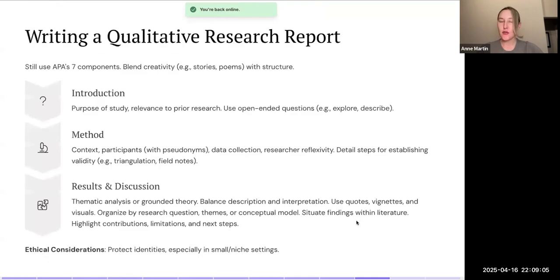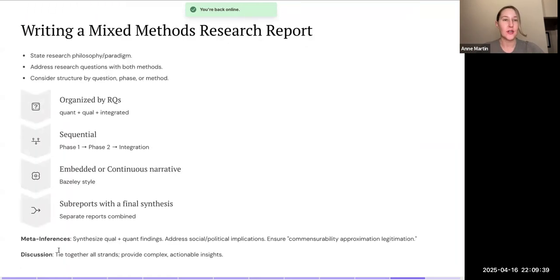And qualitative research still follows the APA style. However, the structure might differ. In general, it still has the introduction, the method where they introduce you to the design, their participants, and their methods for establishing validity. And then we'll move on to the results where they discuss the findings and the themes with quotes from the participants. Both types should include ethical considerations, but you will definitely see that in qualitative research.